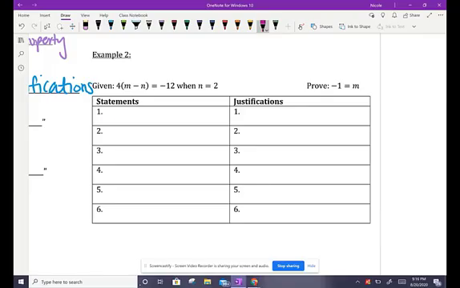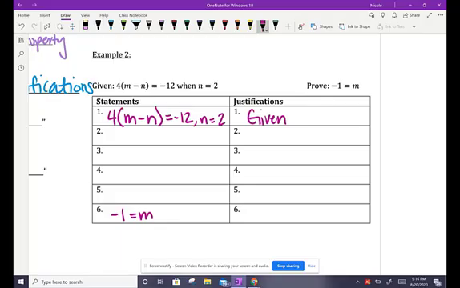So I'm going to go ahead and start writing my given, parentheses m minus n, I've got 2 letters here, equals negative 12 when n is equal to 2. So it's giving me the value of one of the variables. So what does that mean I might have to do? So I write my given statement. I write given as my justification. That is why I am writing that statement, because it was provided for me. It was given.